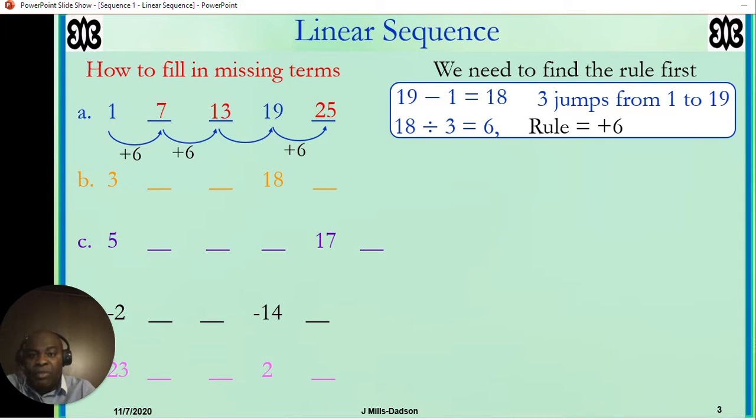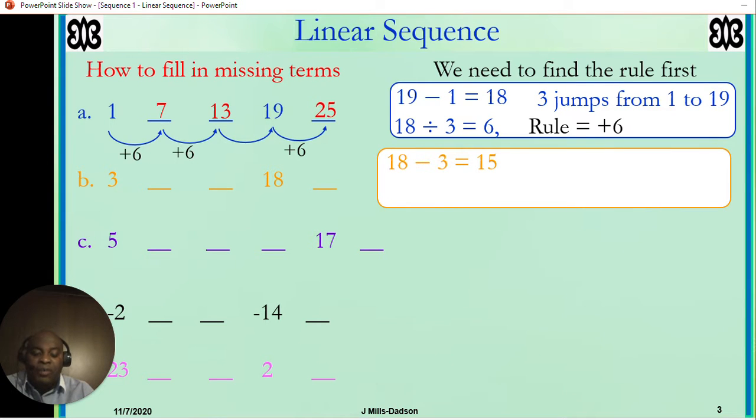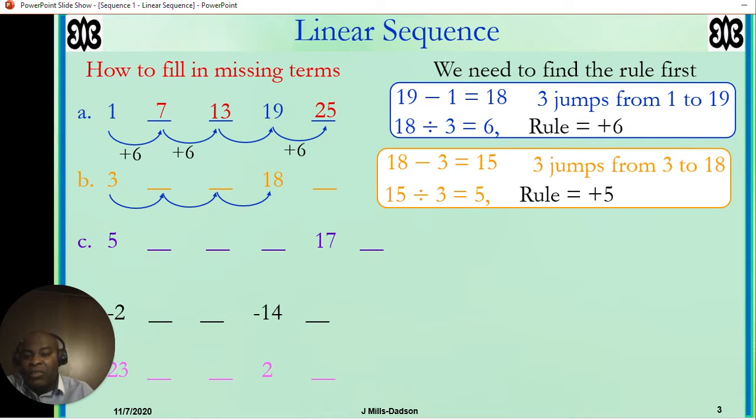Let's use the same process to find B. Difference between 18 and 3 is 15. Number of jumps from 3 to 18, 3 jumps. 15 divided by 3 is 5. So we keep on adding 5 each time. And our missing numbers are 8, 13, and 21.